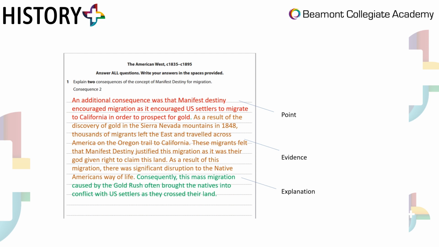As a result of the discovery of gold in the Sierra Nevada mountains in 1848, thousands of migrants left the East and traveled across America on the Oregon Trail to California. These migrants felt that manifest destiny justified this migration, as it was their God-given right to claim this land. As a result of this migration, there was significant disruption to the Native Americans' way of life. Consequently, this mass migration caused by the gold rush often brought the natives into conflict with US settlers as they crossed their land. Point, evidence, explanation, clearly mentioning the focus of the question throughout the answer.